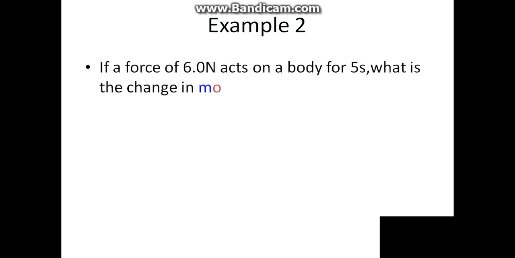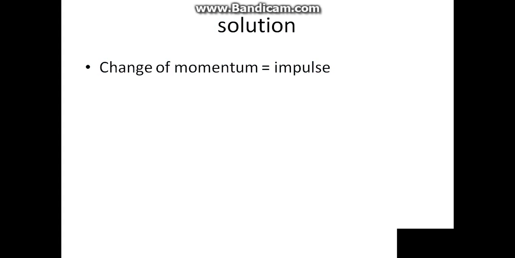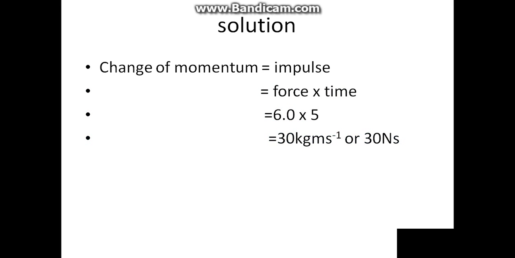Example 2. If a force of 6.0 Newton acts on a body for 5 seconds, what is the change in momentum? Solution. Change of momentum is equal to impulse, which is equal to force times time, which is equal to 6.0 times 5, which gives us 30 kilogram meters per second or 30 Newton seconds.